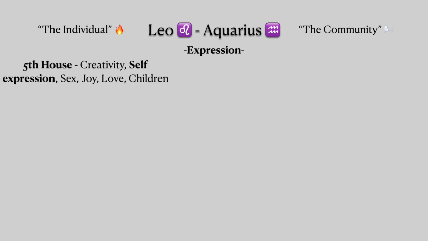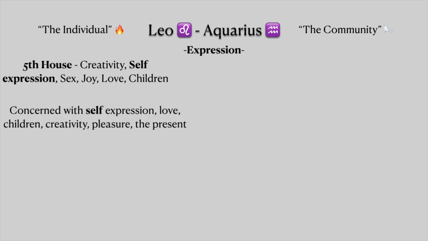Leo rules the 5th house of creativity, self-expression, sex, joy, love, and children. Leo is concerned with self-expression, love, children, creativity, pleasure, and the present.